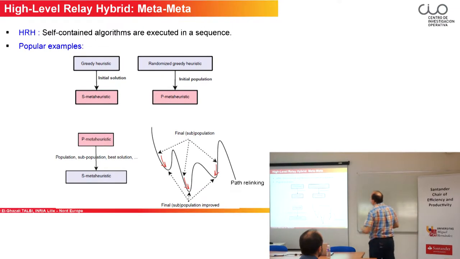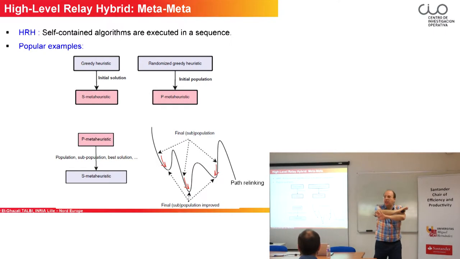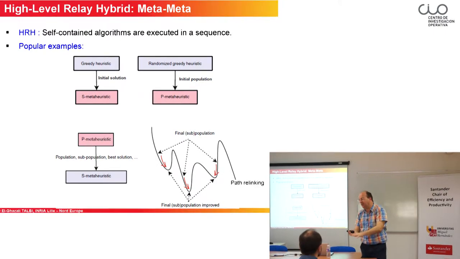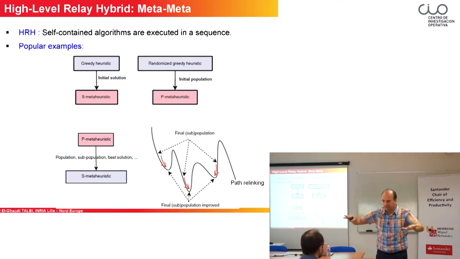Good. Now, what about high level? Now we will switch to high level. Here, I will not change anything internally. We will just call black boxes collaborating. The boxes are forbidden to change.